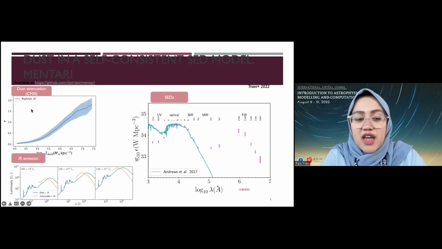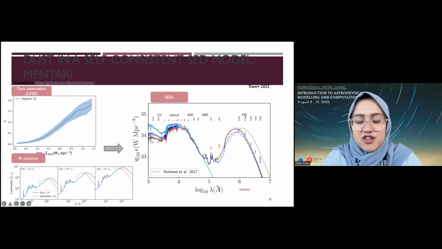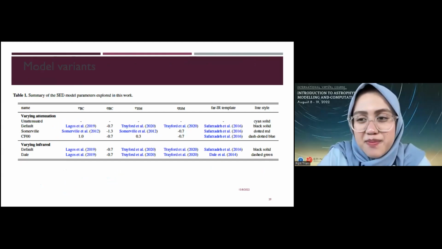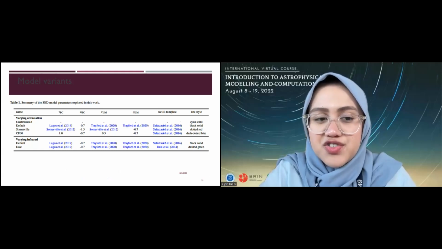And then I use two sets of infrared templates, one from Dale and one from another group. The Dale is more empirical and the orange line is more theoretical. Then we can have different sets of SEDs from UV to far infrared, with different lines representing different models. So I vary lots of things in the model. I varied the attenuation parameters and also varied the infrared parameters.